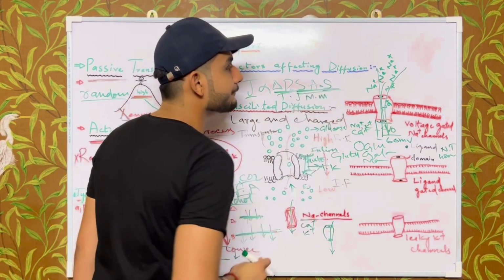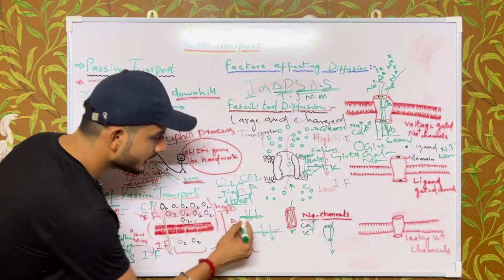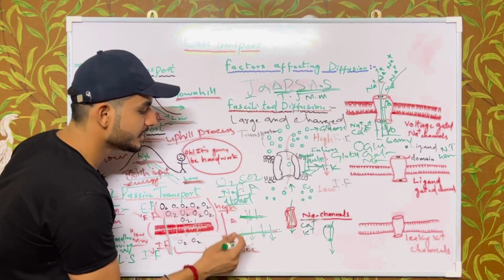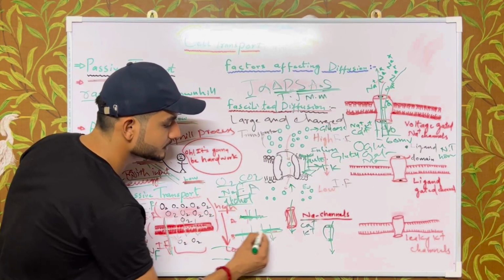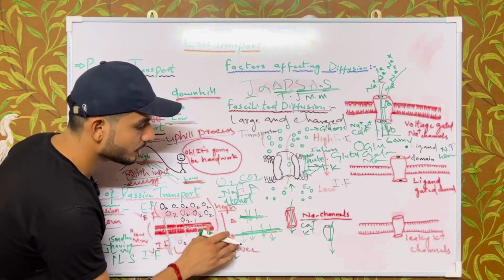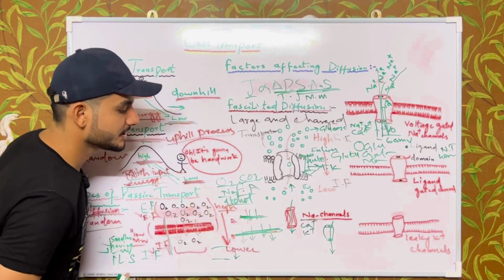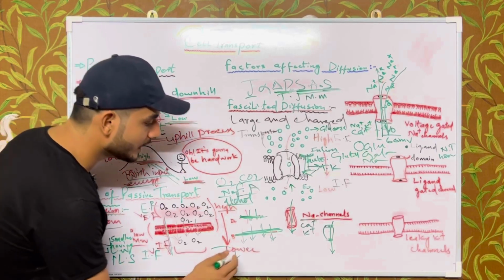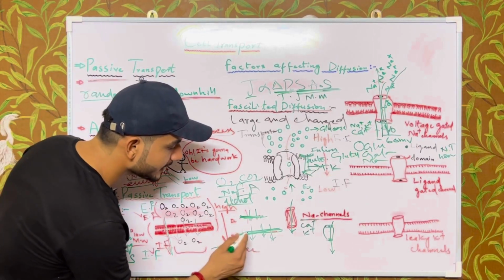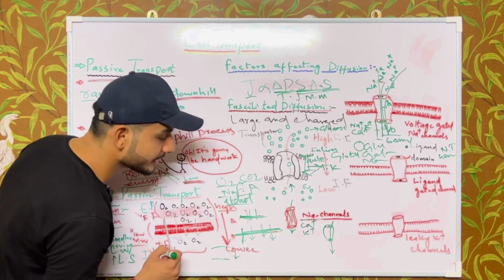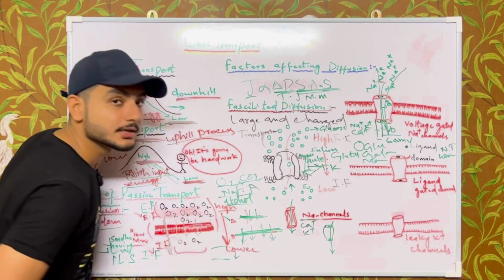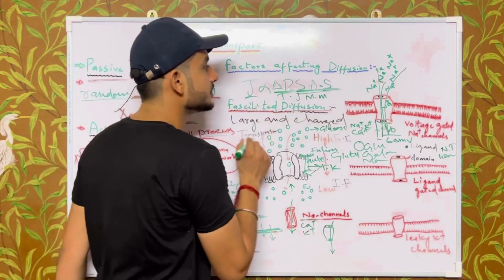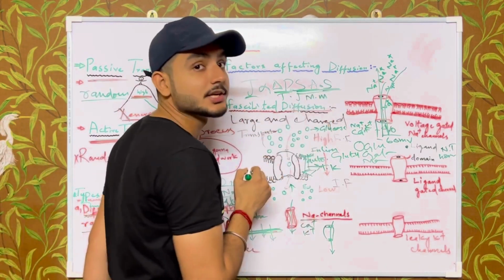Next is the surface area. Suppose this is membrane A, which has a smaller surface area, and this is cell membrane B, having a larger surface area. The rate of diffusion or the movement of molecules in case of B will be at a higher rate than A. It's because of the surface area. So the rate of diffusion is directly proportional to the surface area.